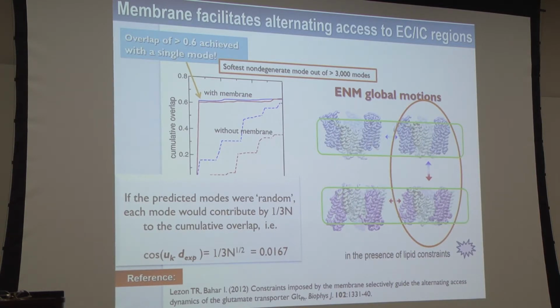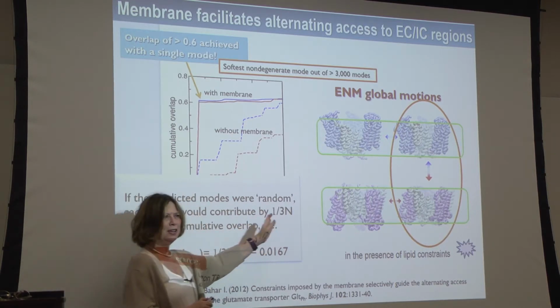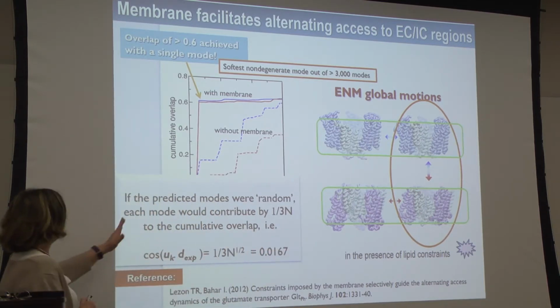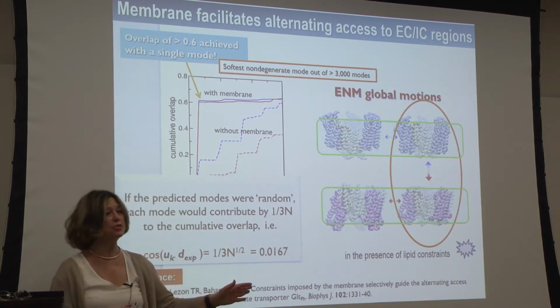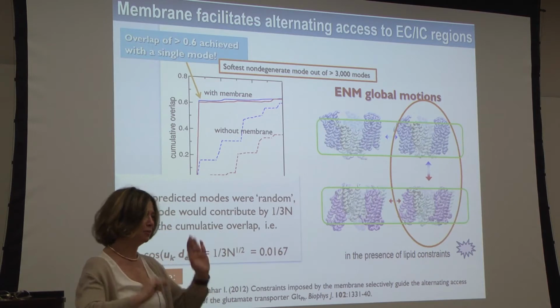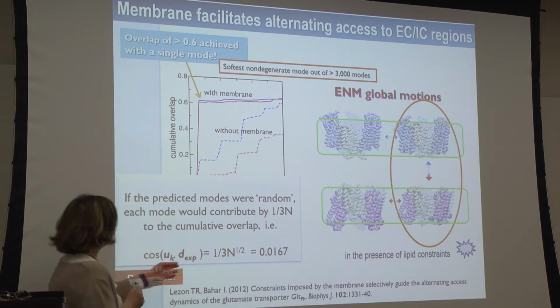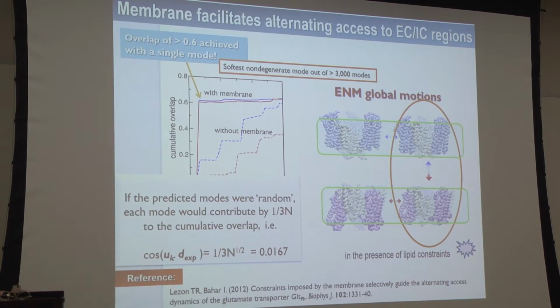Just as a remark, normally we have 3N modes, right? N is the total number of residues in the trimer. And normally when you do the cumulative overlap, each mode contributes by that amount. If everything was random, all the motions totally random, that would be the contribution of each mode. Now we're talking about a mode that contributes by 0.86. So that shows how much the enrichment or the improvement is compared to random that you can judge.